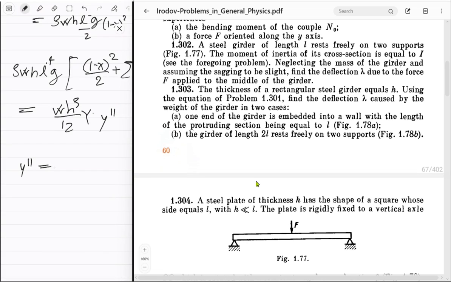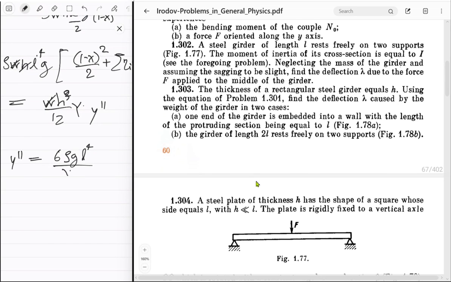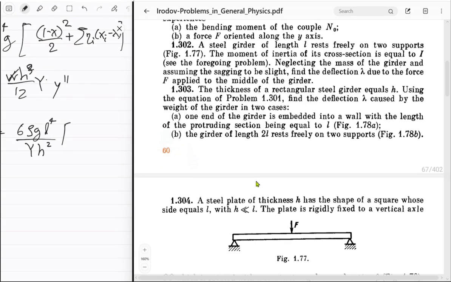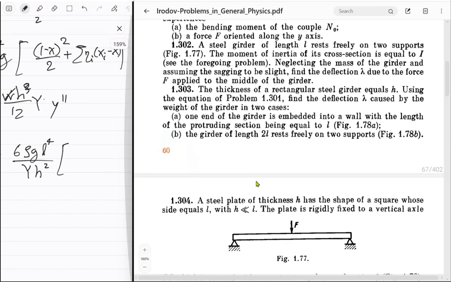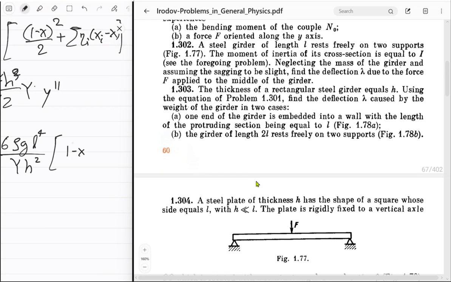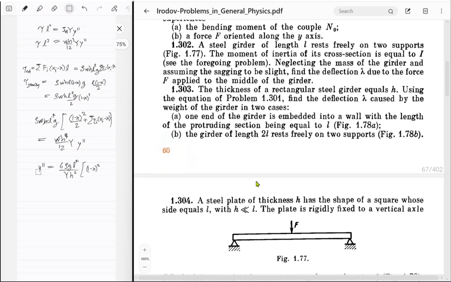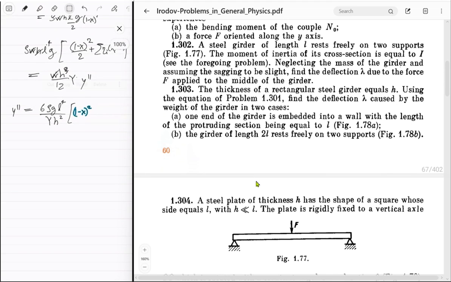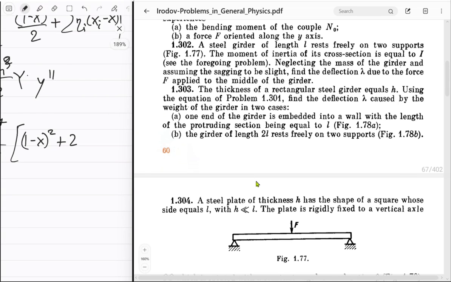So y double dash is just equal to, and of course this cancels. I have x squared is equal to 6 rho g L power 4 upon Young's modulus h squared, and the 2 of that 12 goes inside. Like it just becomes 1 minus x squared plus 2 summation of eta_i (x_i minus x).